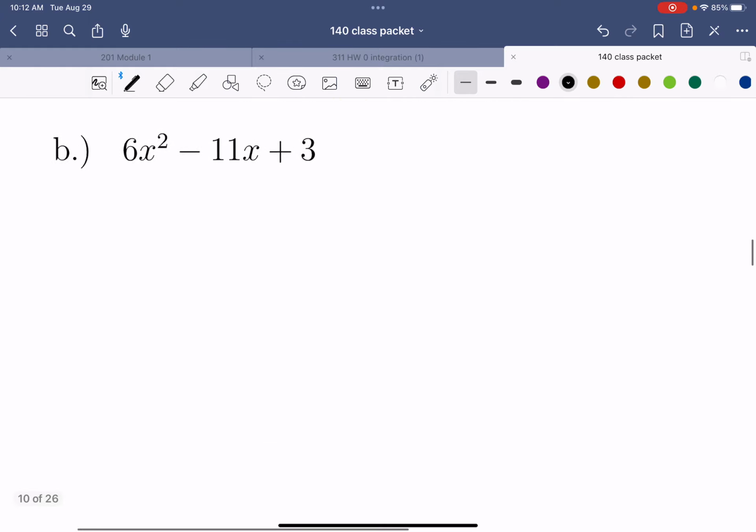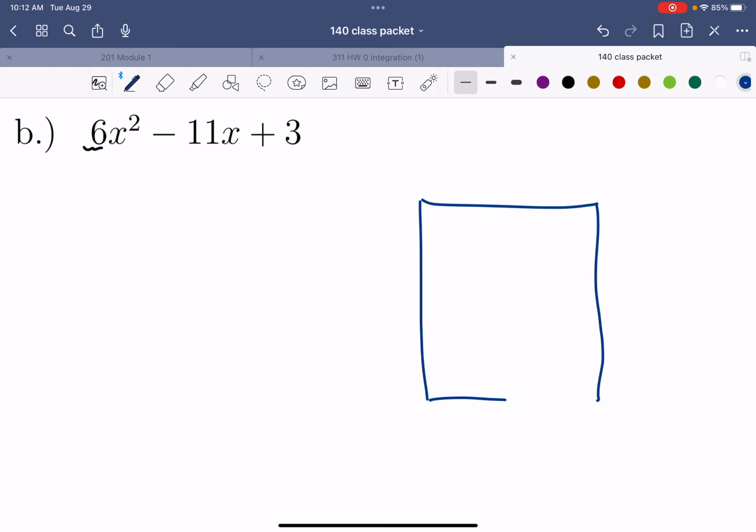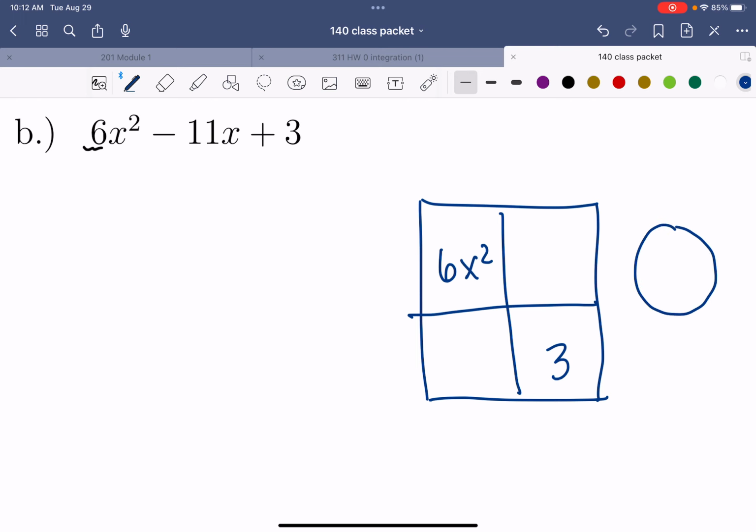Let's do another one. Okay, now, so we've got a coefficient sitting right here. That means I'm going box and circle. So here's my box. Cut it into 4s. The leading term, the 6x squared, goes top left. The constant term, the +3, goes bottom right. In my circle is those two things multiplied together. So 6 times 3 gives me +18.